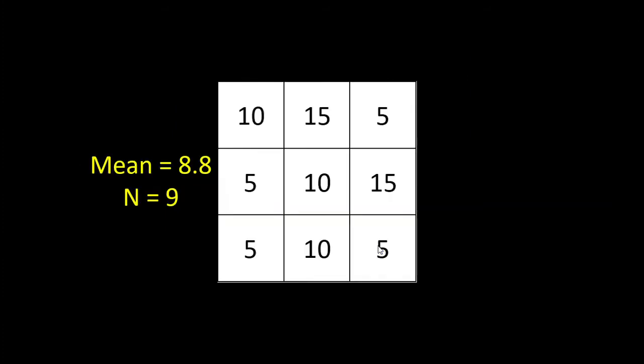Another way to showcase this is here. Here we have 9 grid cells. N equals 9, 9 cells. I added them all up. The mean is 8.8. Now let's change this.